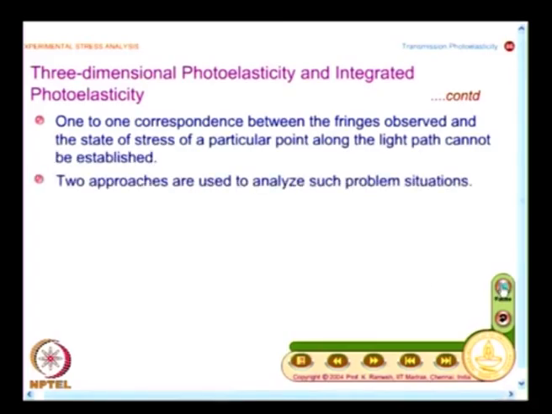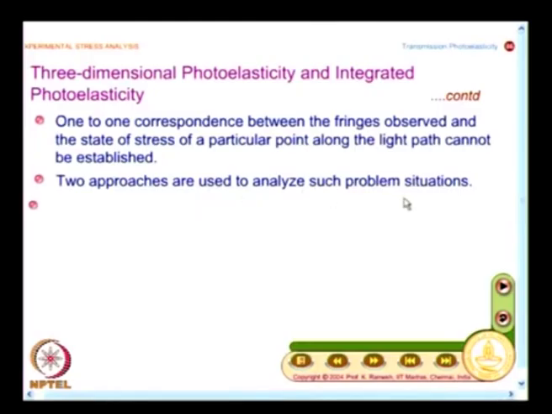So, what you find here is that a one-to-one correspondence between the fringes observed and the state of stress at a particular point along the light path cannot be established straight away. I can find it out if I solve the problem, I will be able to get this answer. Whereas, in two dimensional photoelastic analysis, we were able to get it directly. We had no difficulty in associating the isoclinics to principal stress direction and isochromatics to principal stress difference. So, now you have two approaches that are used to analyze such situations.